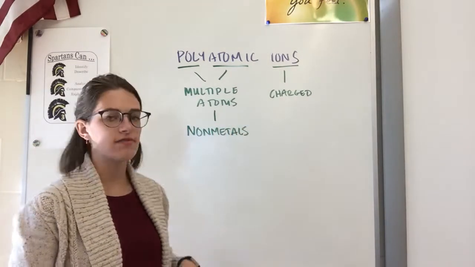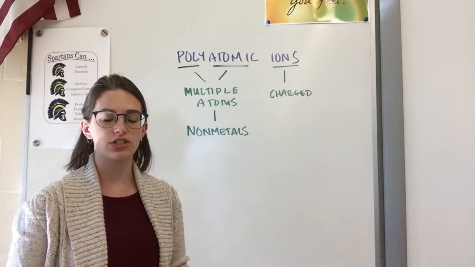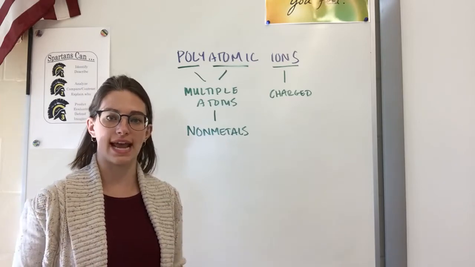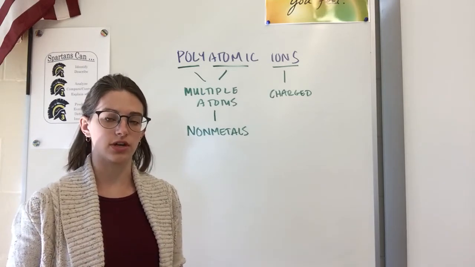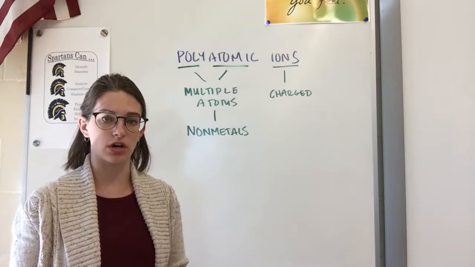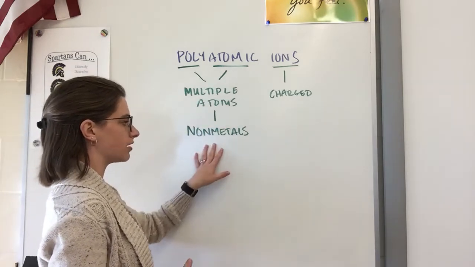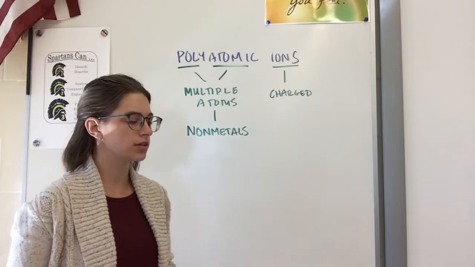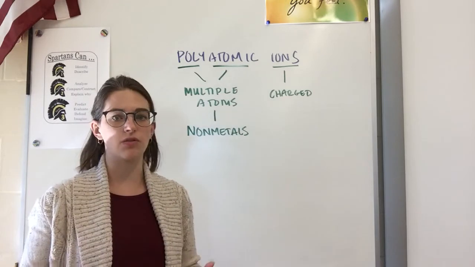When you have a group of nonmetals bonded together, there are certain situations in which they're going to need extra electrons, in which case they'll have a negative charge, or they're going to need to give up a couple of electrons, in which case they'll have a positive charge. So a polyatomic ion is a whole group of nonmetal atoms that are bonded together that overall have a charge. And these nonmetals are bonded covalently.